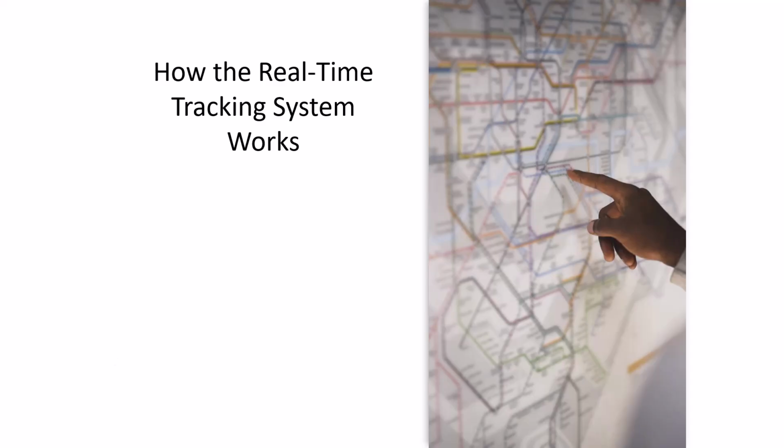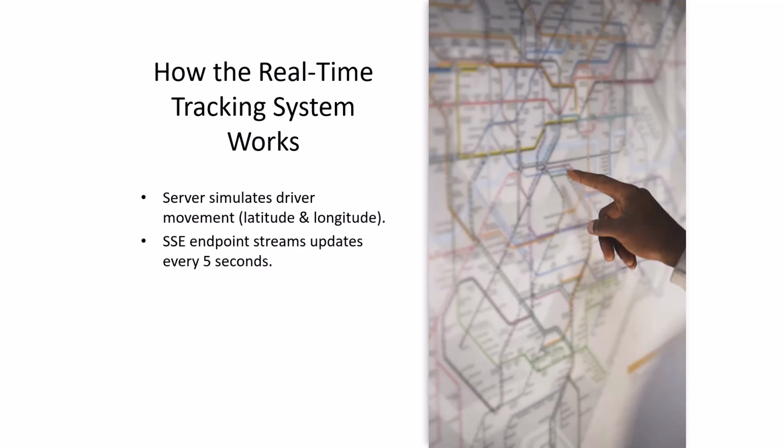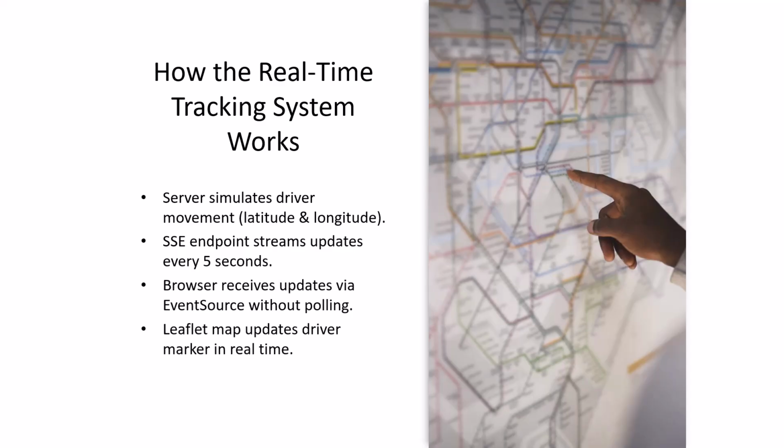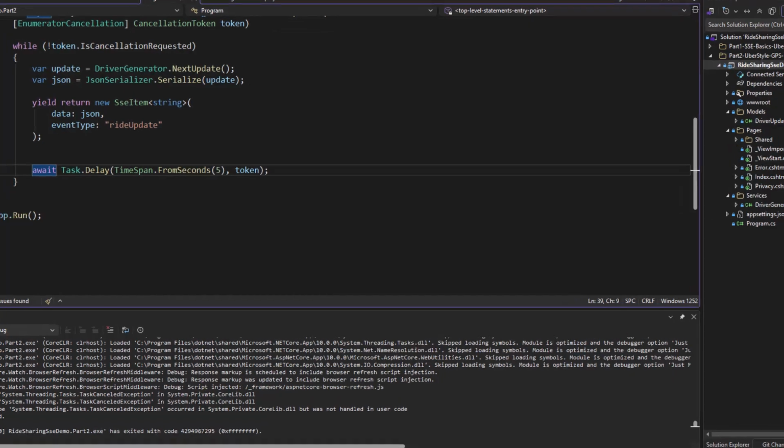Now let's see how the real-time tracking system works. In this video, the server will simulate the driver's GPS coordinates changing every 5 seconds. Our front end will listen to these updates using EventSource and then update a Leaflet map to show the driver's movement. This is exactly how ride-sharing and food delivery apps push driver location updates to users. All right, let's dive into the code in Visual Studio.